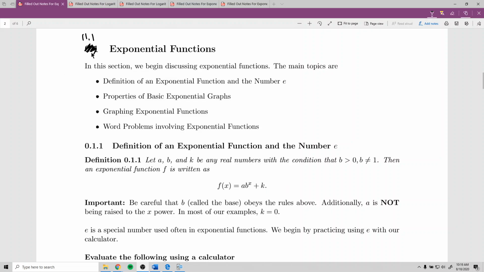This video will be on section 11.1, exponential functions. And what we'll do is we'll define what an exponential function is and then the number e. Just go ahead and point out now the reason why it's going to be called the number e is because it's really the exponential number. That's what e stands for, exponential.